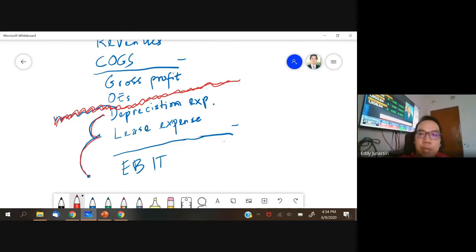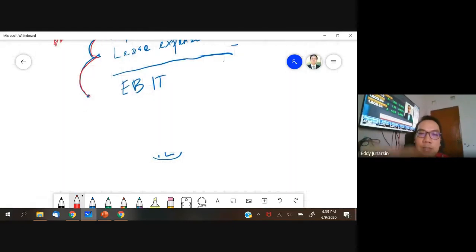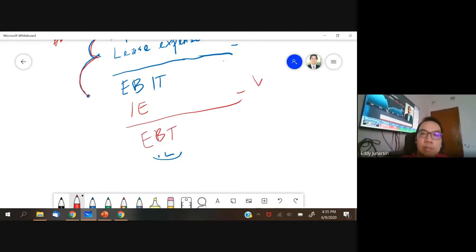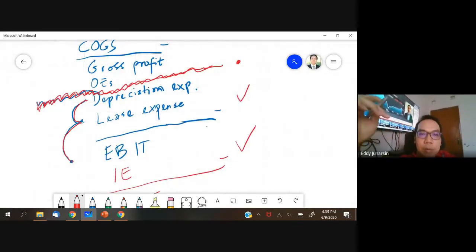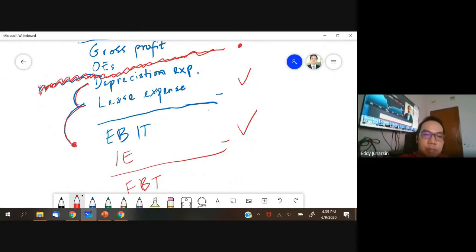So the question is, when I'm here, I want to see the company's ability to pay this one, and then what else? Oh, after this one, interest expense, right? Now you understand what I'm saying, right? So once again, I'm at EBIT, my EBIT position. If I go up one level by adding back lease expense, I'll be here. If I add back depreciation expense, I will go one more level up. So when I'm here, I want to know the company's ability to pay its lease expense and its interest expense.